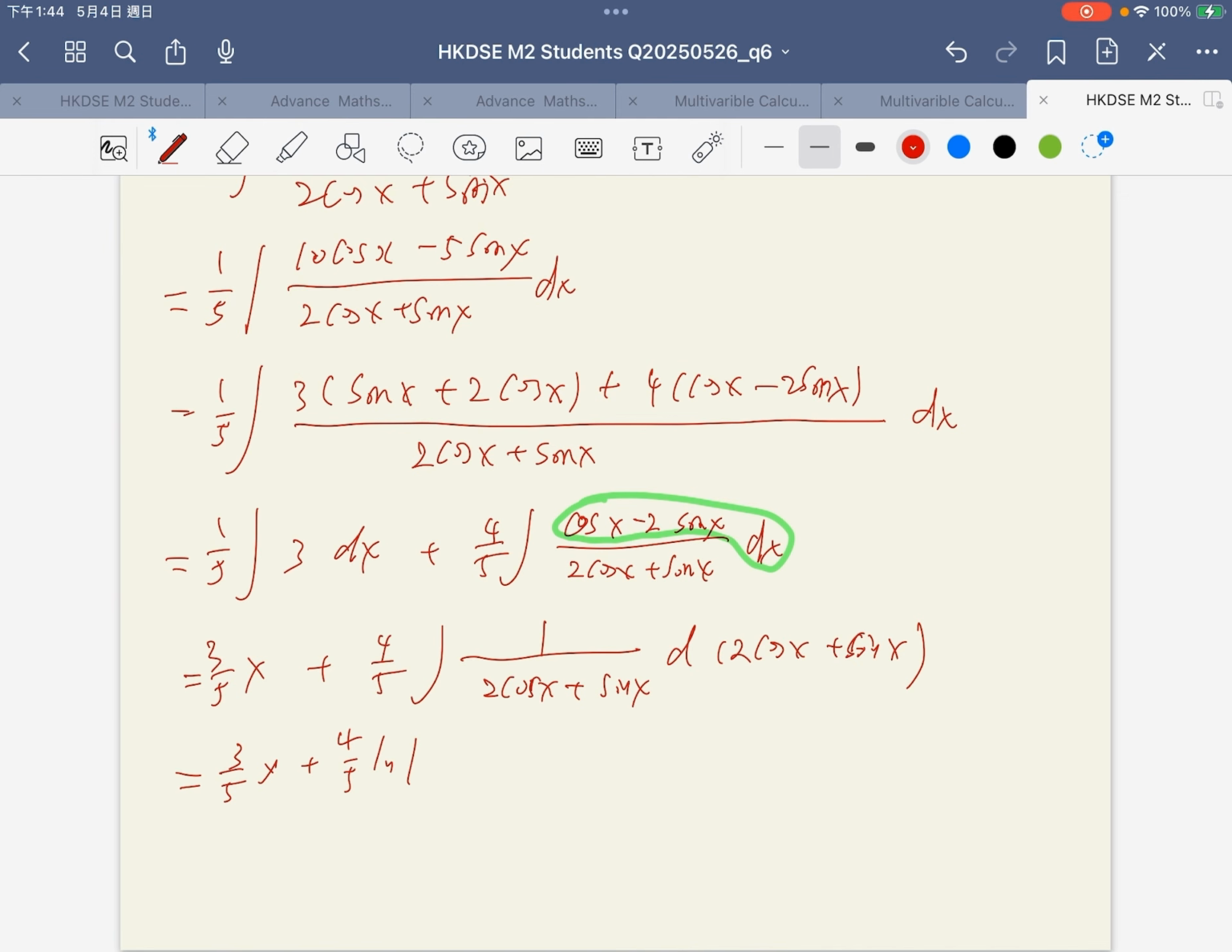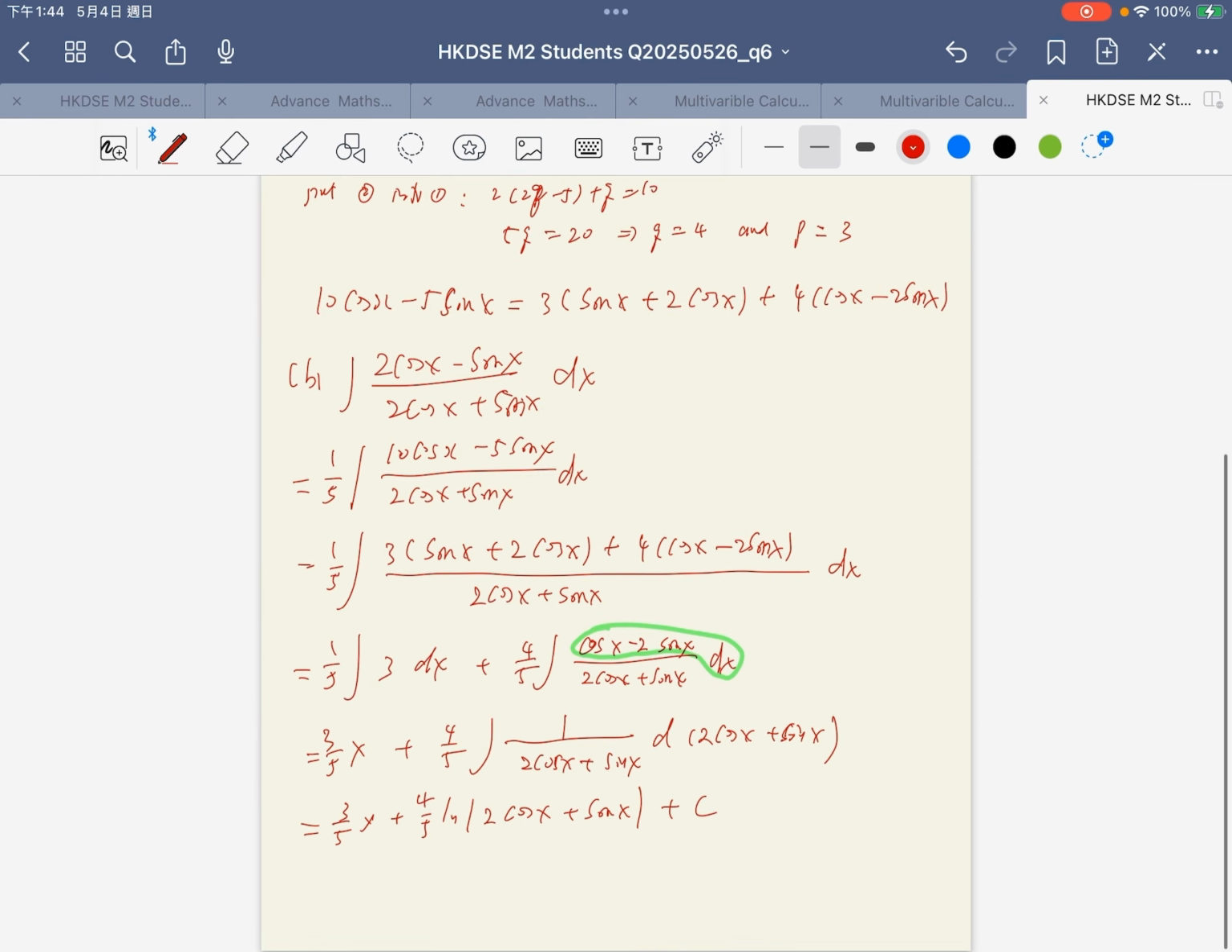Okay, go back to this question. This is natural log 4 over 5 times natural log 2 cosine x plus sine x. This is the solution of this part.